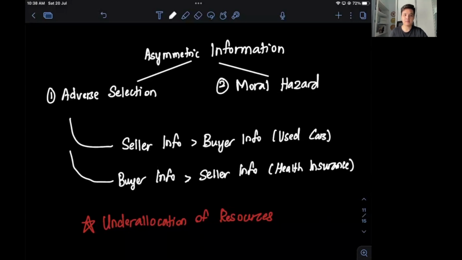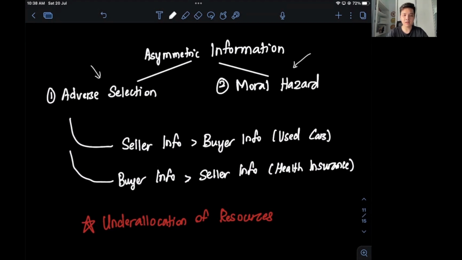There are two types of asymmetric information, namely adverse selection as well as moral hazard. In this video, I'll be covering more on adverse selection as well as some responses that consumers and producers may have to avoid this.